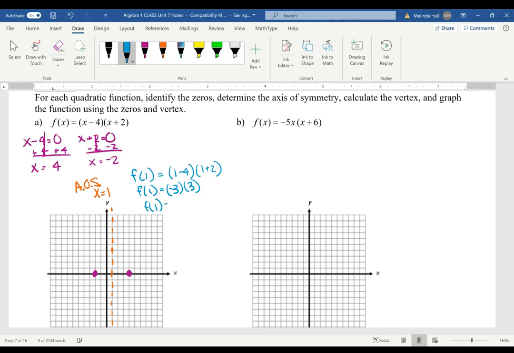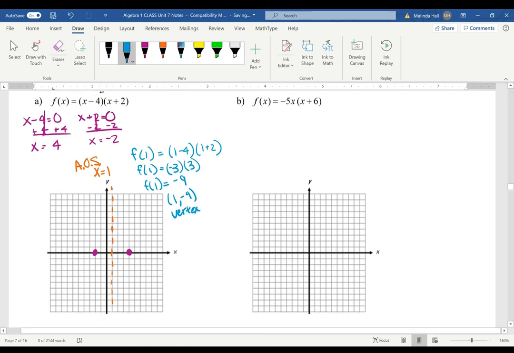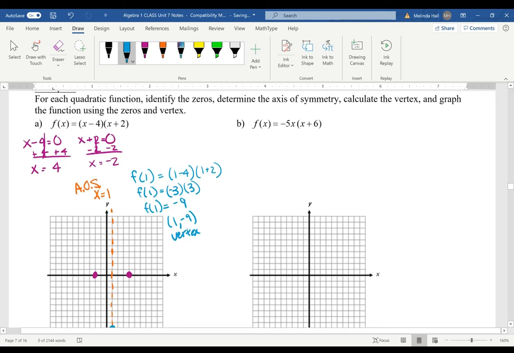So f of 1 is negative 9, which means my vertex is at (1, negative 9). Ah, that looks terrible. Okay, so then on my little handy dandy graph, 1, 2, 3, 4, 5, 6, 7, 8, 9. Okay, and then we just have to graph.